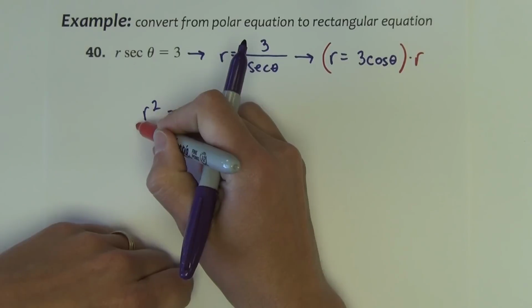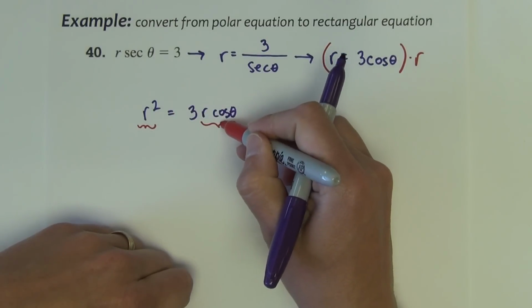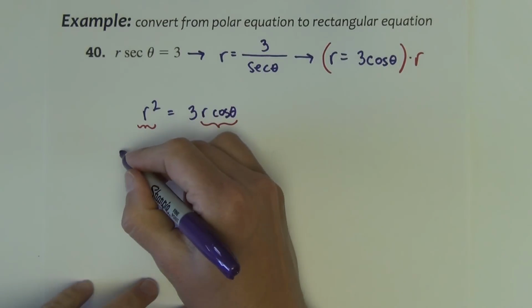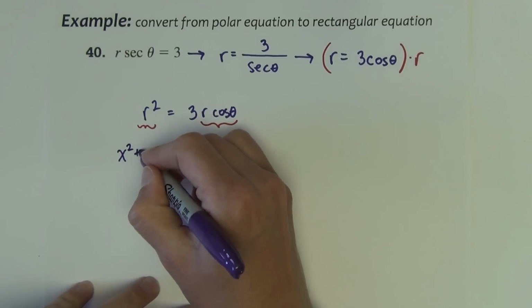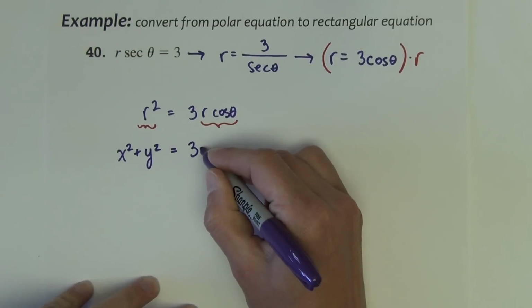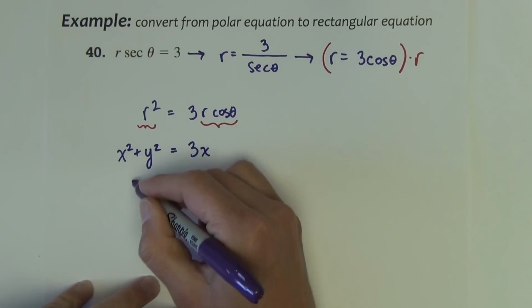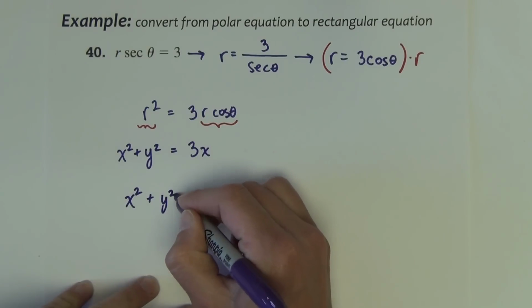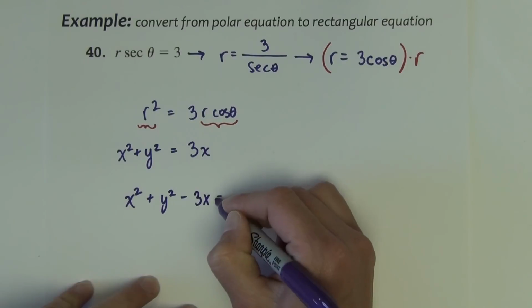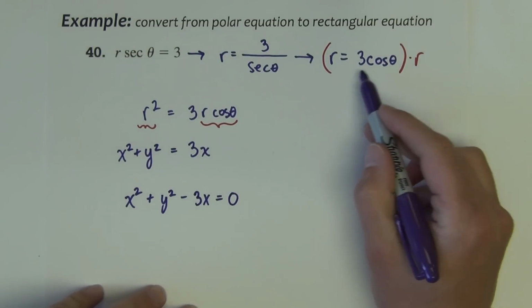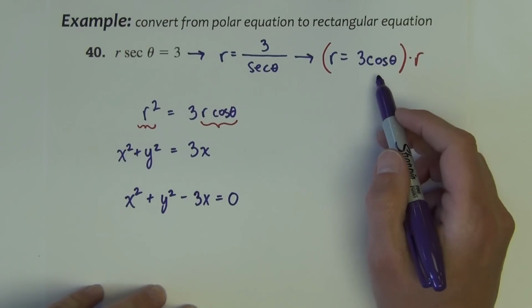The r squared and the r cosine theta have substitutions for each of them. r squared, we just saw on the last slide, is equal to x squared plus y squared. r cosine theta is equal to just x. And if I bring that over, x squared plus y squared minus 3x equals 0. If you graphed it up here, you find that it's another equation of a circle.